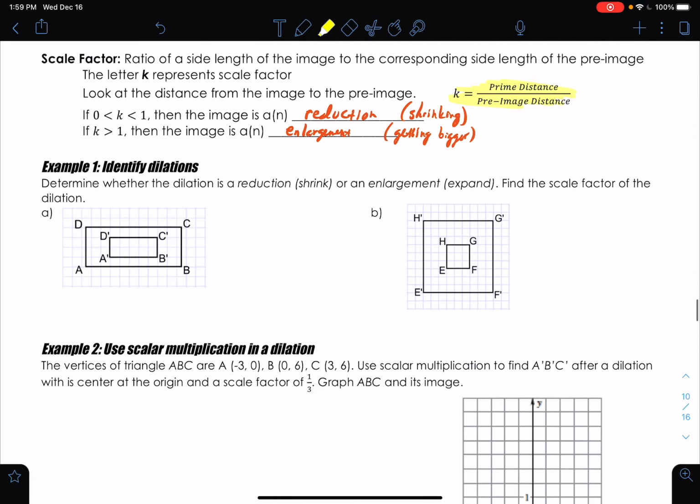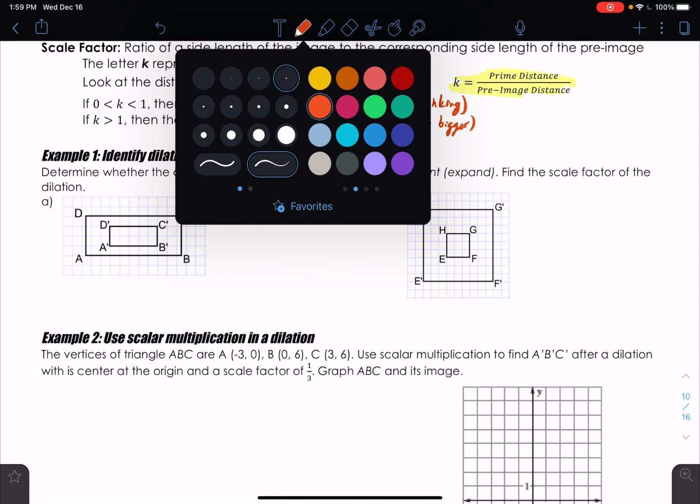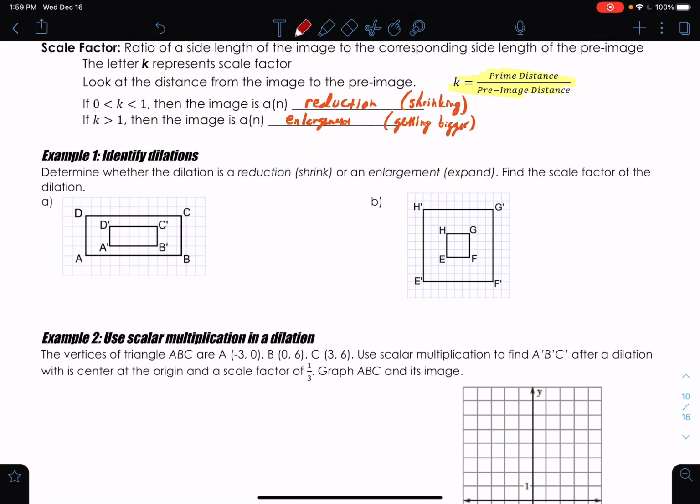So, in example 1, let's determine whether or not the dilation is a reduction or an enlargement, and then find the scale factor. In example 1a, we've got this big rectangle ABCD, and then this tiny rectangle A prime, B prime, C prime, D prime. So that is a reduction. That's getting smaller there.